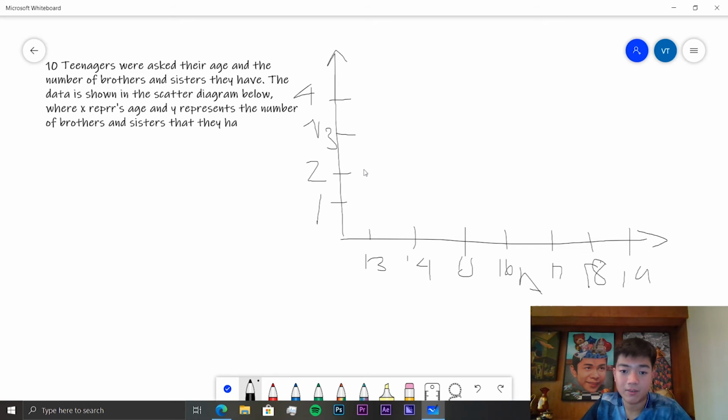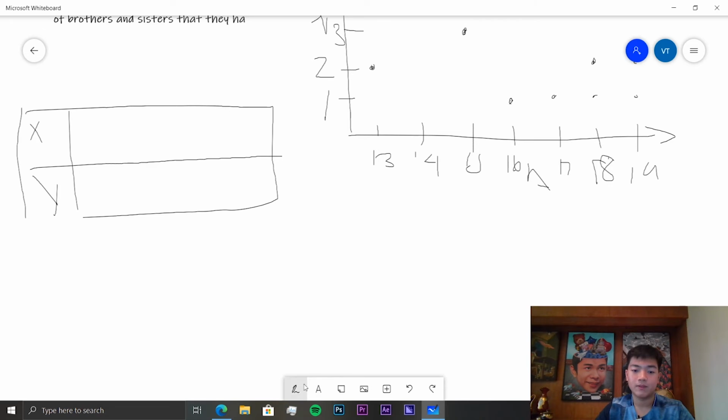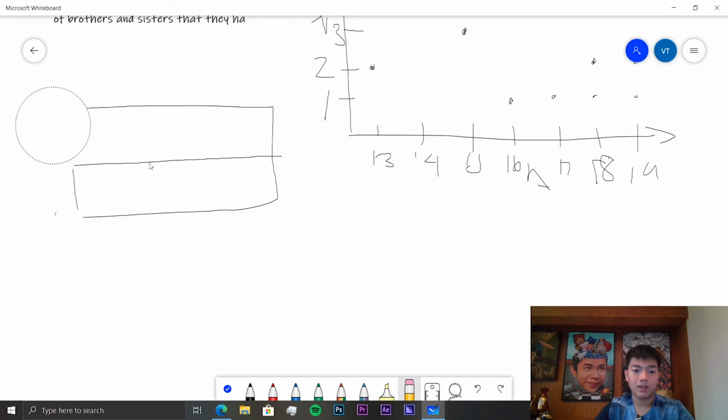So at 13 we have 2 siblings, at 15 we have 3, at 16 one person said 4, one person said 1, at 17, 1, at 18, 1, 2, at 19, 1 and 2. So we need to use this to complete a frequency table. So we have X and Y. We have multiple values for certain values, so we need to duplicate some values of x and y. So let's just plot all the points on this table.